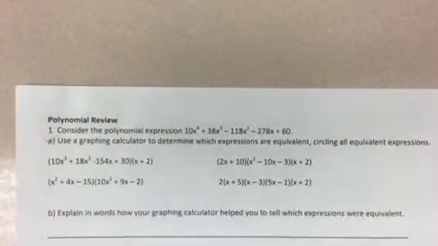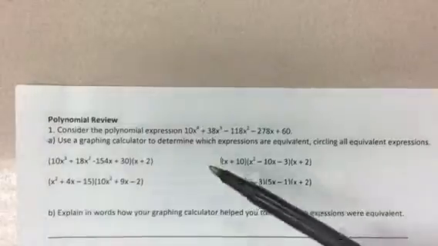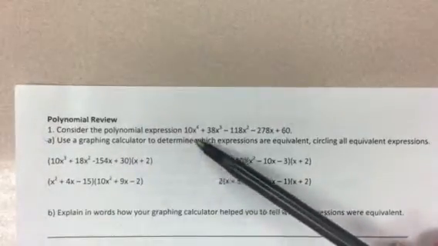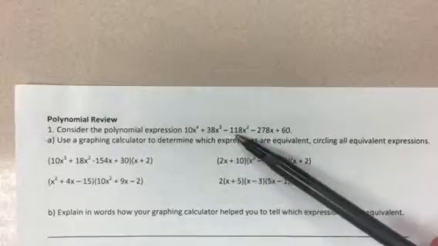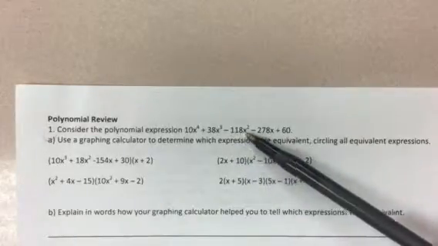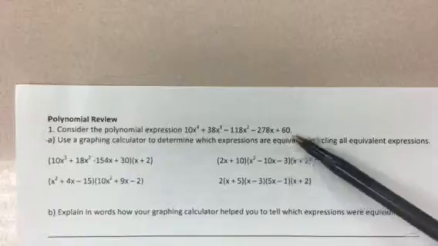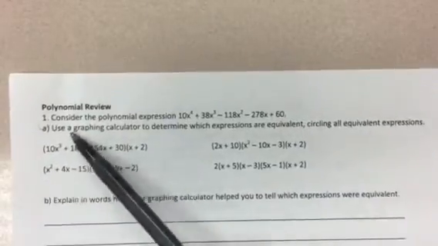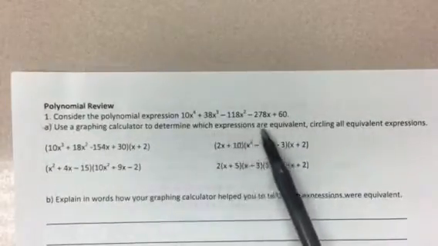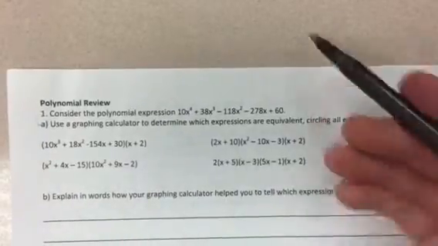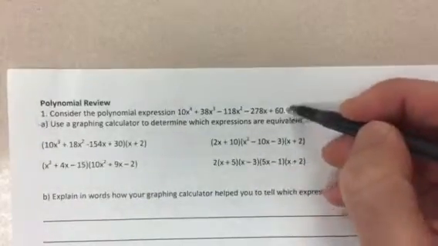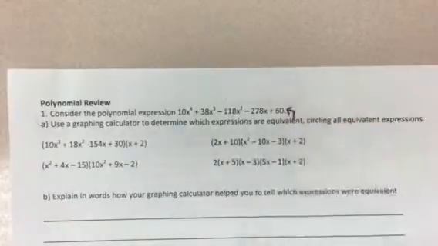Number 1 on the polynomial review portion of the test says, consider the polynomial expression 10x to the fourth plus 38x to the third minus 118x squared minus 278x plus 60. So A says use a graphing calculator to determine which expressions are equivalent, circling all equivalent expressions. So which are equivalent to this one?